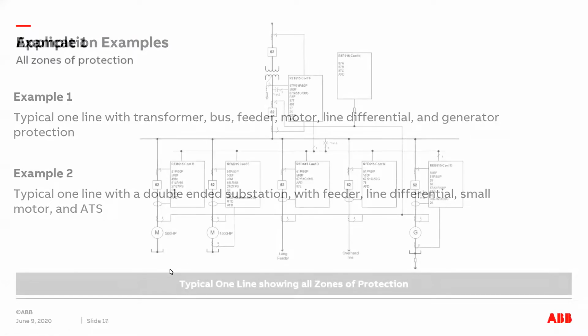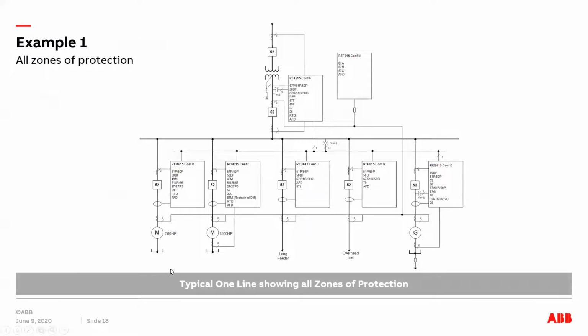Okay, so here is a one line for example one, showing all zones of protection, which we discussed earlier. So we have a main incomer and then outgoing feeders here.